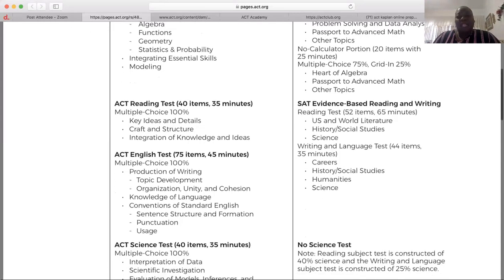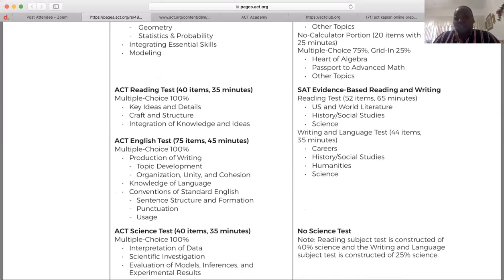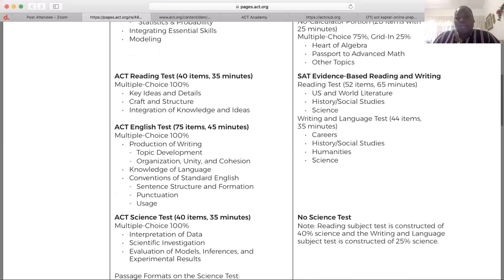Then we have the ACT English test, 75 questions, 45 minutes. Students are always asking, what are the tools that we need in order to prepare?